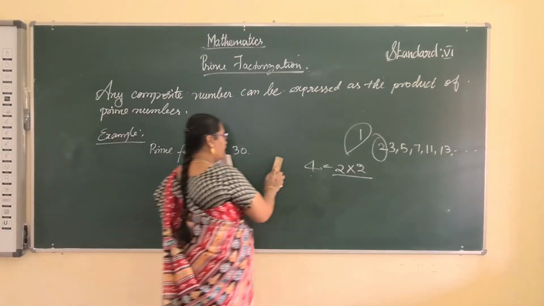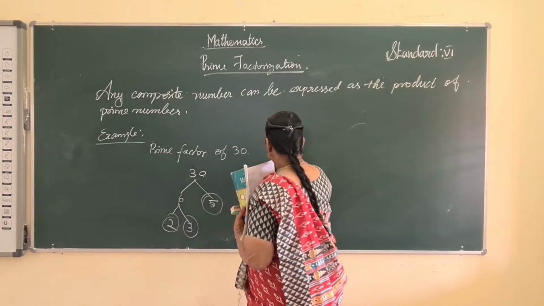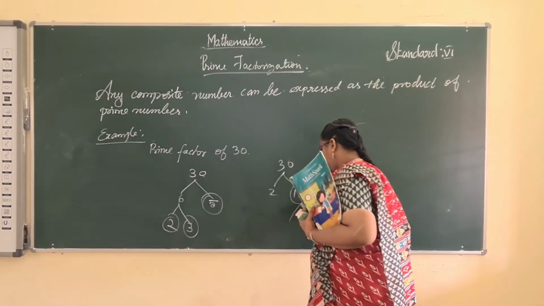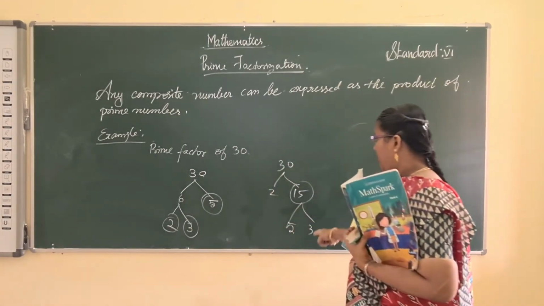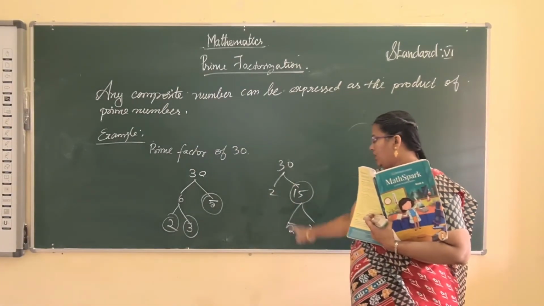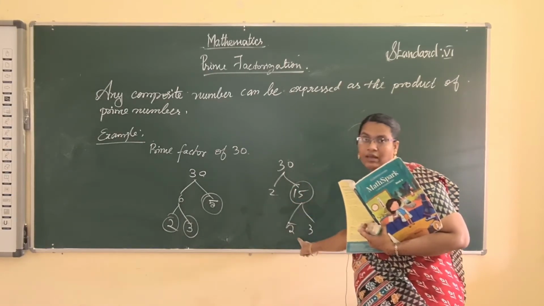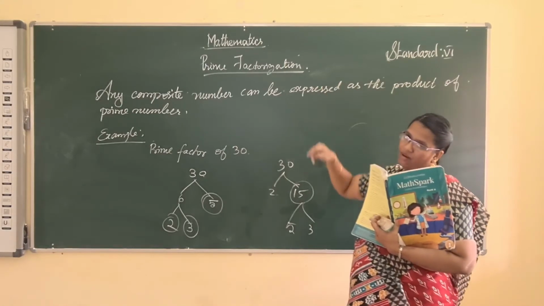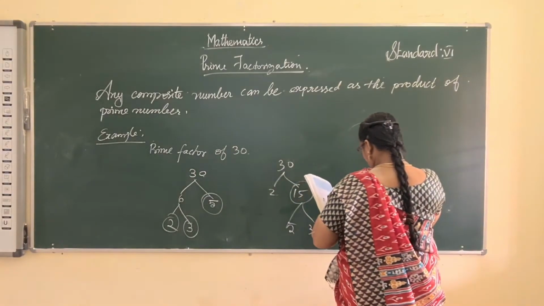Another way: 2 into 15, and 15 can be written as 5 threes. So among the factors of 30, the prime numbers are 2, 3, 5. This is a composite number, and it can be written as the product of prime numbers. This method is called the prime factorization method.